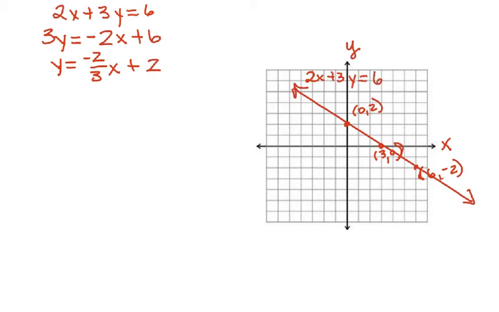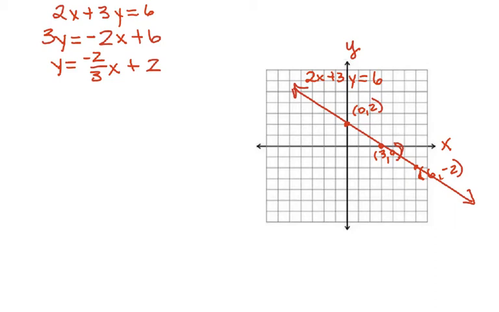Now this particular line is a function. It passes the vertical line test. So for every input of x, there is one and only one output of y. So I want to look at a couple properties here.